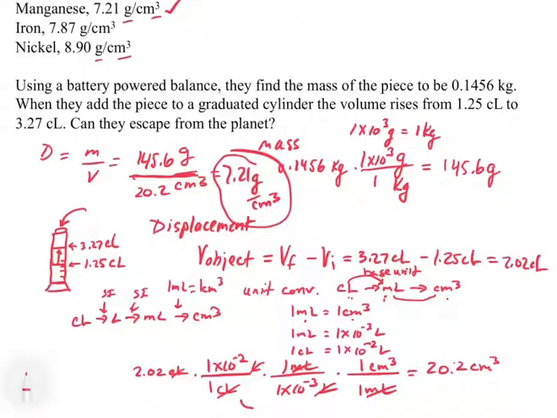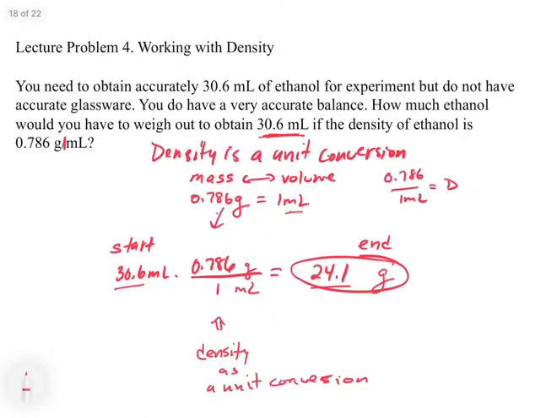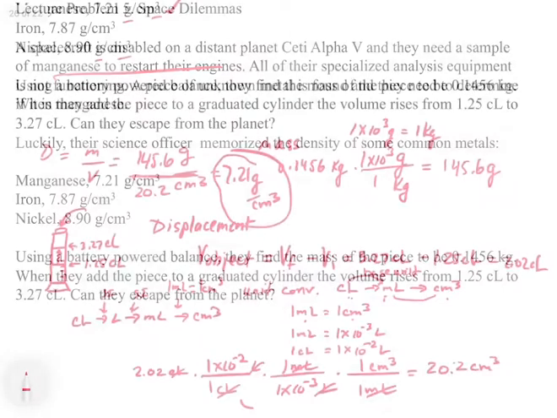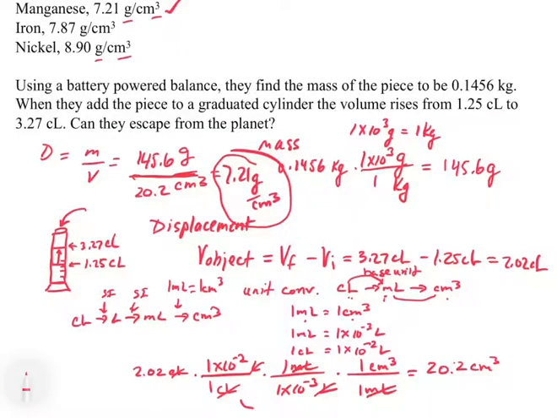If we go back to the original question, just so that you can see where this is coming from, it's basically saying that they need manganese to restart their engines. So the question is, can they restart their engines? Because whatever object they found had a density of 7.21 grams per centimeter cubed.